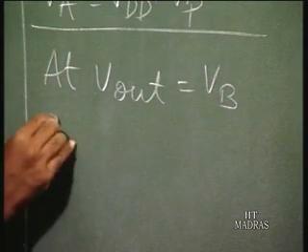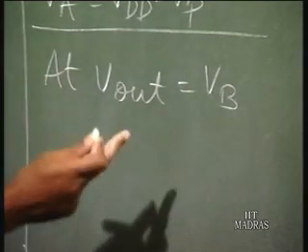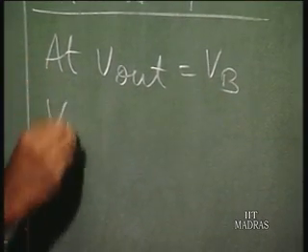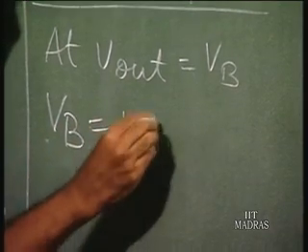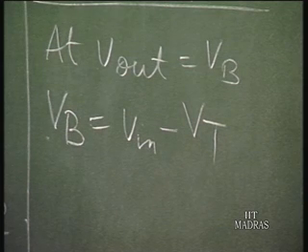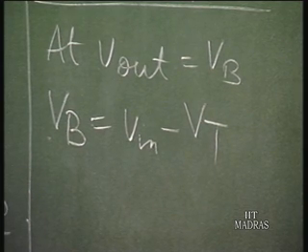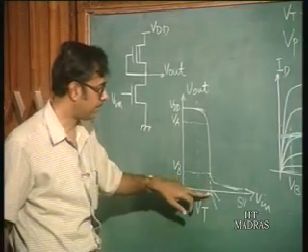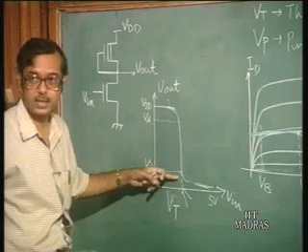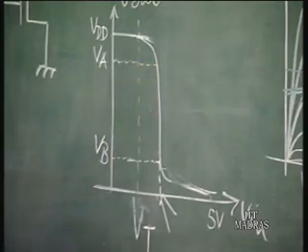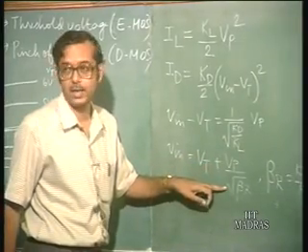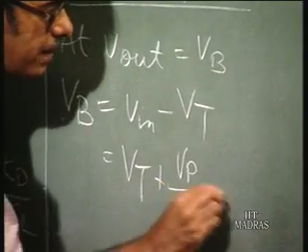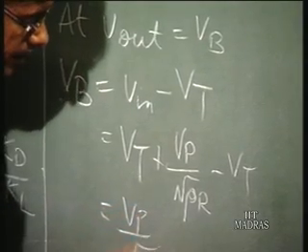So for the driver transistor, VDS is equal to VGS minus VT. What is VDS for the driver transistor? VB, that is the drain to source voltage. VB is equal to VGS, which is V in minus VT. What is V in at that point, at VB? At this point, V in is the same as the V in at which both the transistors are in saturation, which we have already found out to be equal to VT plus VP by root beta R. So this is VT plus VP by root beta R minus VT, so this is VP by root beta R.